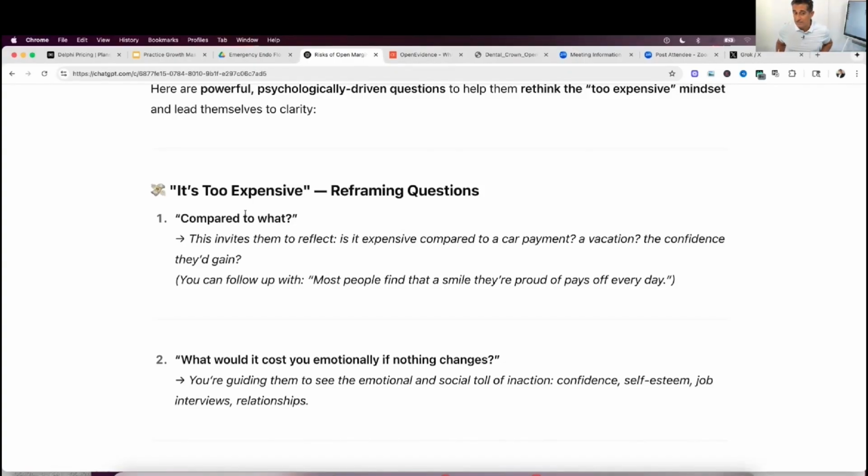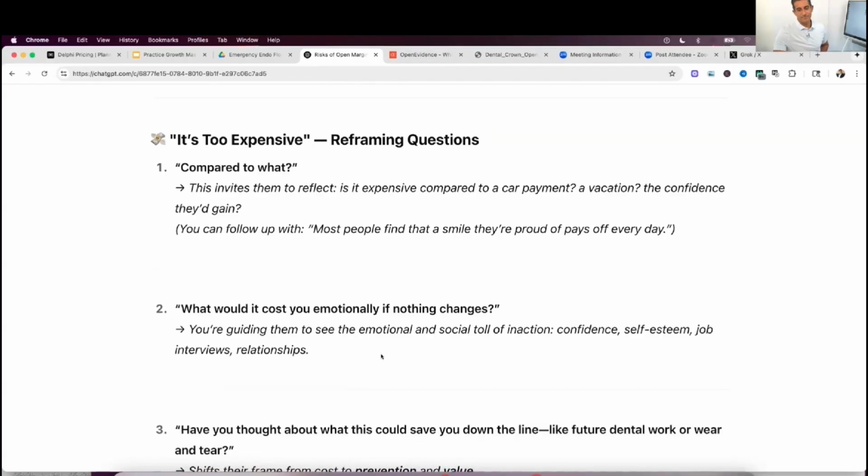This invites them to reflect. Is it expensive compared to a car payment, a vacation, the confidence they'd gain? You can follow up with, most people find that a smile they're proud of pays off every day. This is a good one. It's too expensive. What would it cost you emotionally if nothing changes?